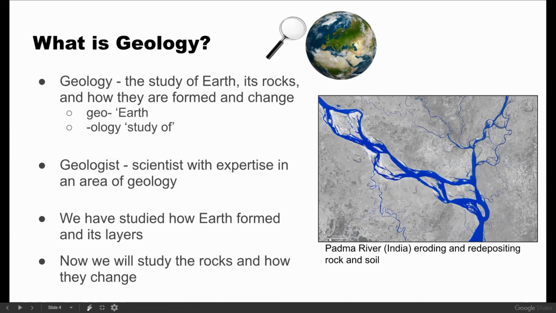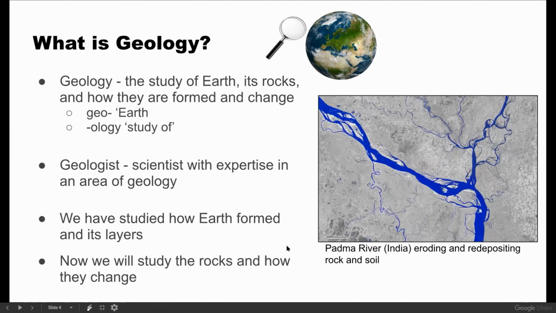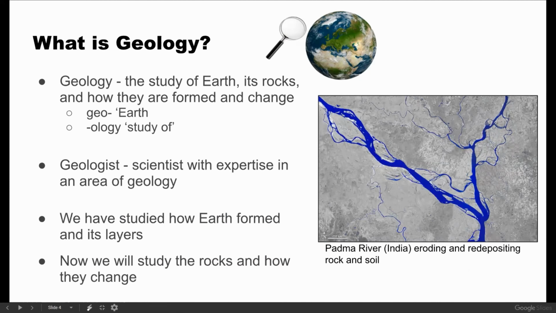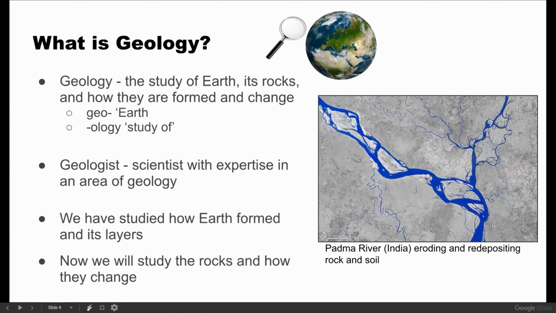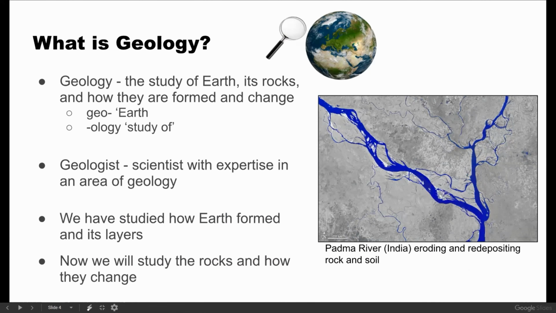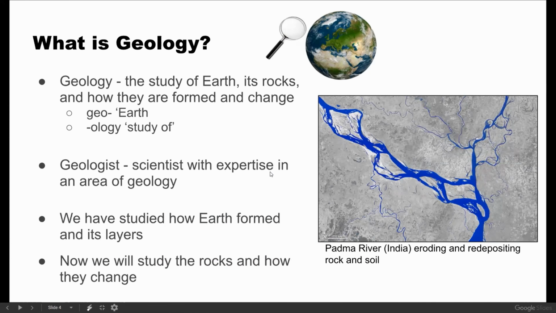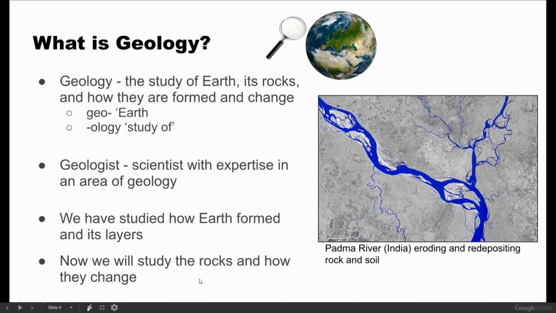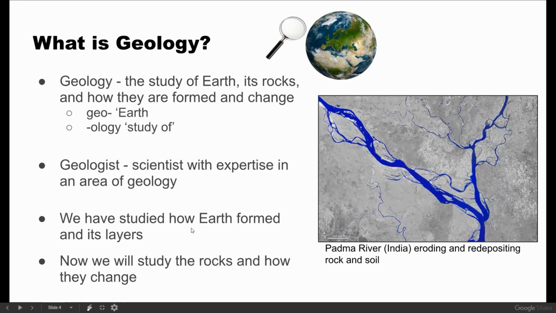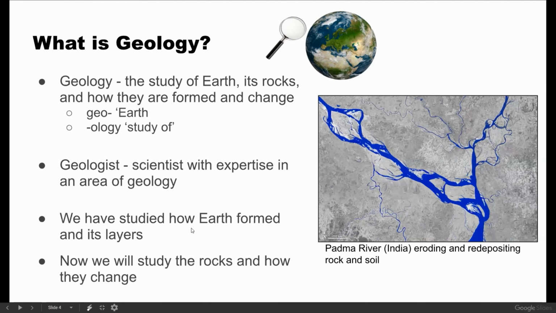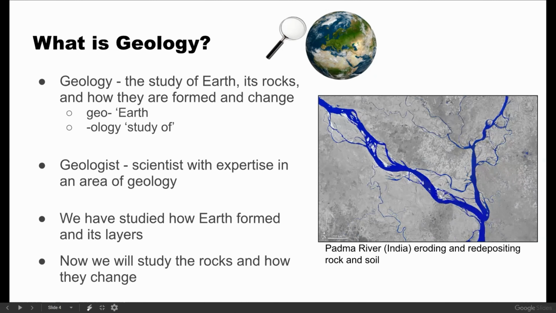All right, so what is geology? Geology is the study of Earth, its rocks, and how they are formed and changed. Geo means Earth, ology means study of, so geology is the study of Earth. A geologist is a scientist who studies geology. And so far, we've talked about the Earth and how it's formed with its layers and that kind of thing. Some internal processes. Now we're going to study the rocks and how they change.